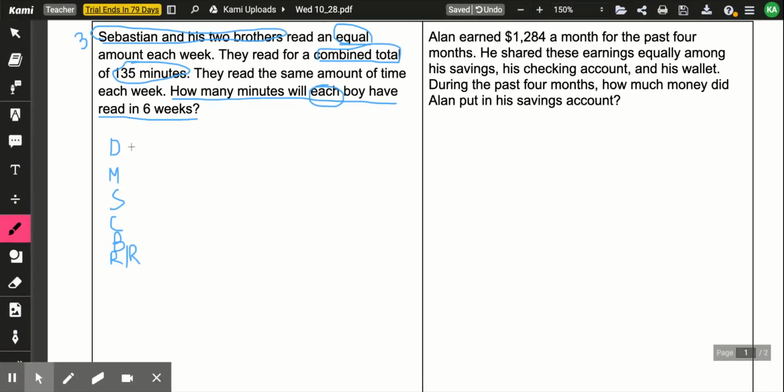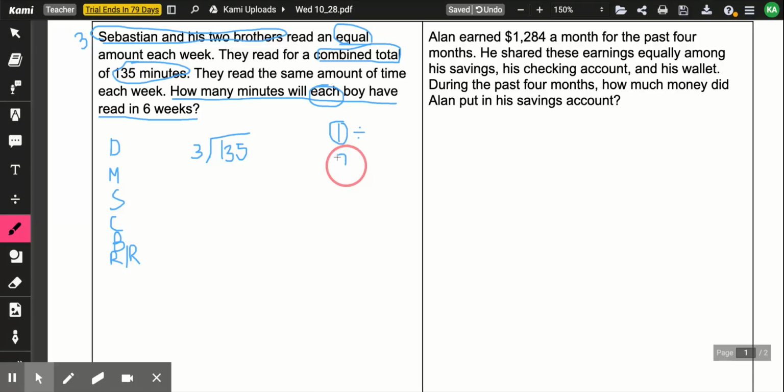So now I'm going to start by taking that 135 total minutes and I want to divide that by each of the boys because this 135 is those boys all together, but I only want to know what each boy read in the 6 weeks. So this is going to be my first step of this multi-step word problem. It's going to be to divide.